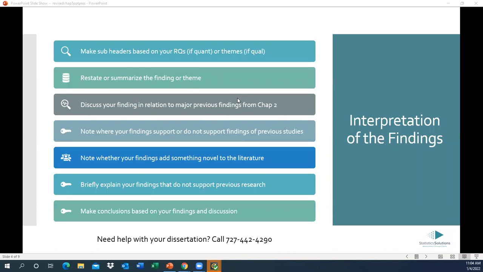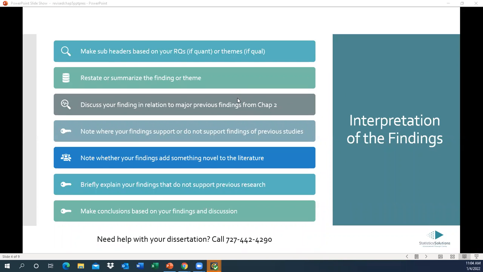Okay, the interpretations of the findings section. This is really the heart of the chapter, because everything follows from this. So when you make conclusions later in the chapter, or you make recommendations for practice, or you make recommendations for further research, everything follows from your interpretations.